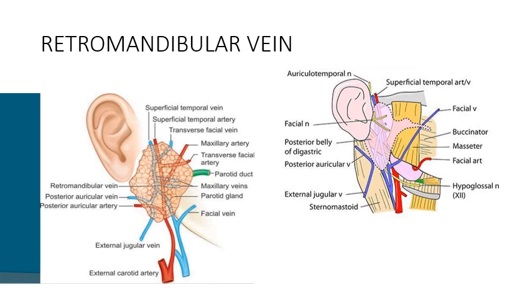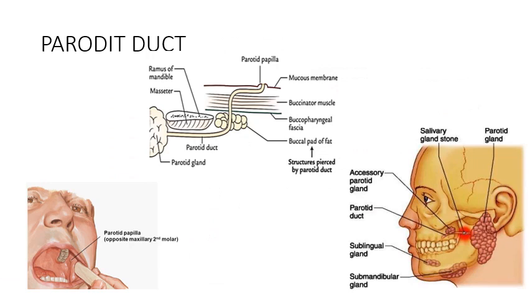Now let's discuss the parotid duct, or duct of Stenson. This parotid duct is 5 cm long and passes forwards across the masseter muscle and turns around the anterior border of the masseter, passes through the buccal fat, pierces the buccinator muscle and opens on the mucous membrane of the cheek opposite to the second upper molar tooth. You can see this in the picture.